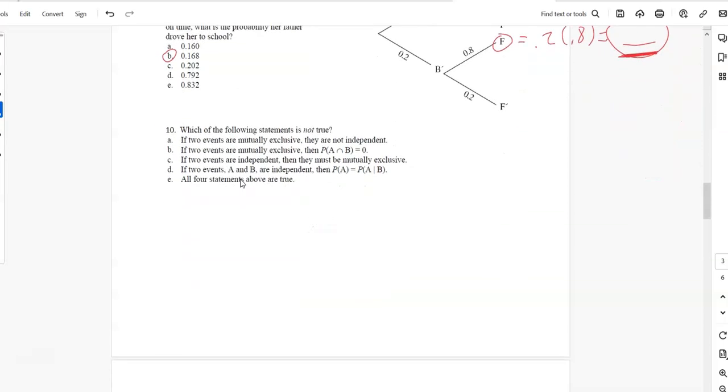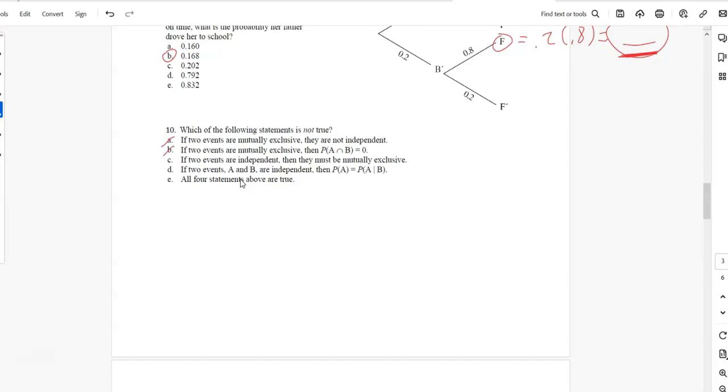Which of the following statements is not true? The two events are mutually exclusive. They are not independent. That's true. If the two events are mutually exclusive, that's the definition of mutually exclusive: the two events cannot happen at the same time. Their joint probability would be 0.